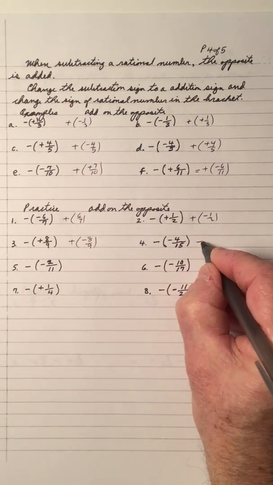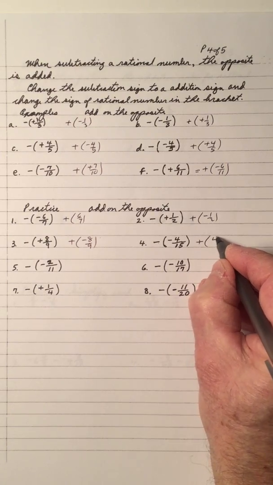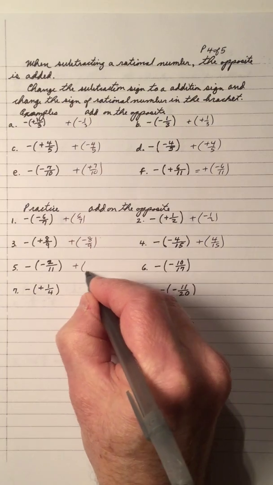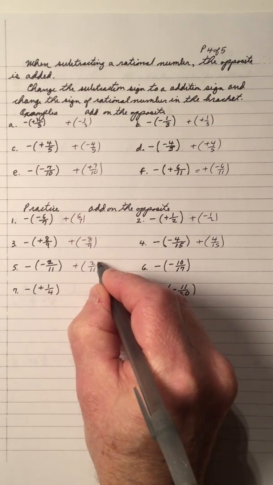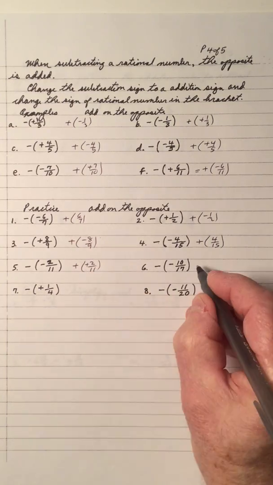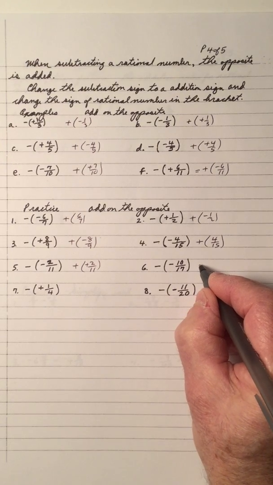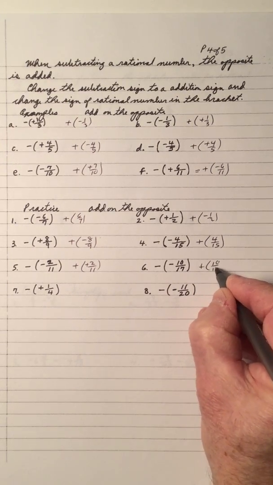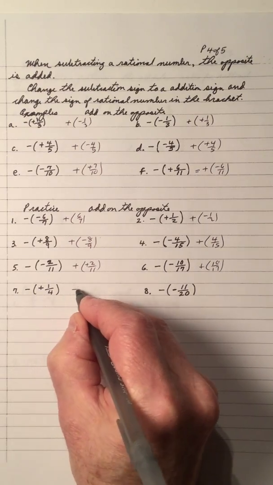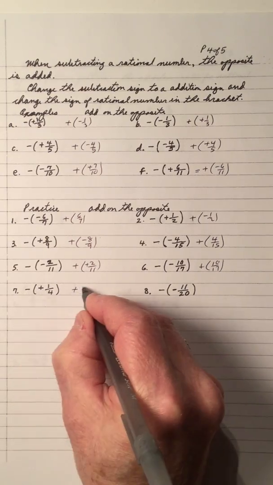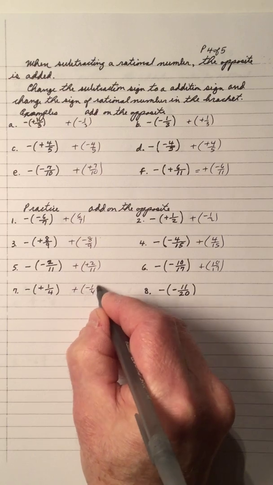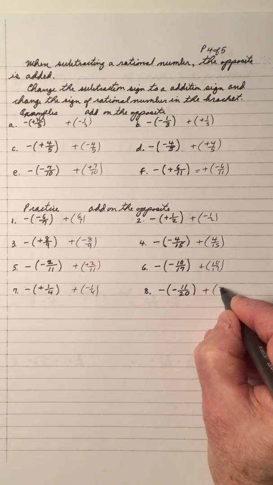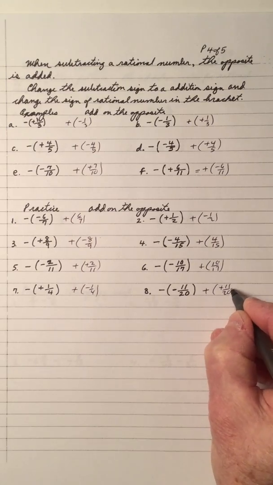When you subtract, you add on the opposite, which is 4/15. When you subtract, you add on the opposite, which is 2/11. Positive if you want. When you subtract, you add on the opposite, which is 10/17. When you subtract, you add on the opposite, which is a negative 1/4. When you subtract, you add on the opposite, which is a positive 11/20.